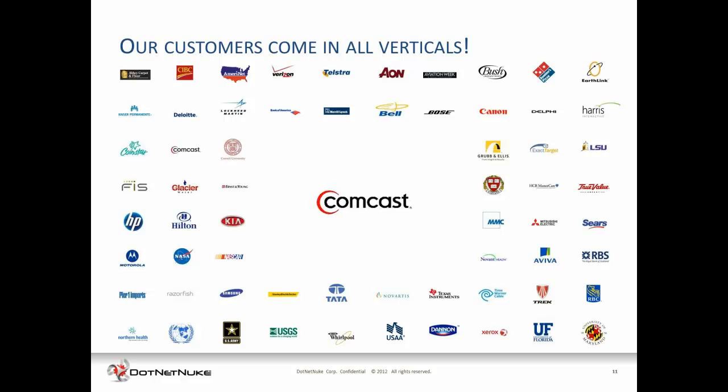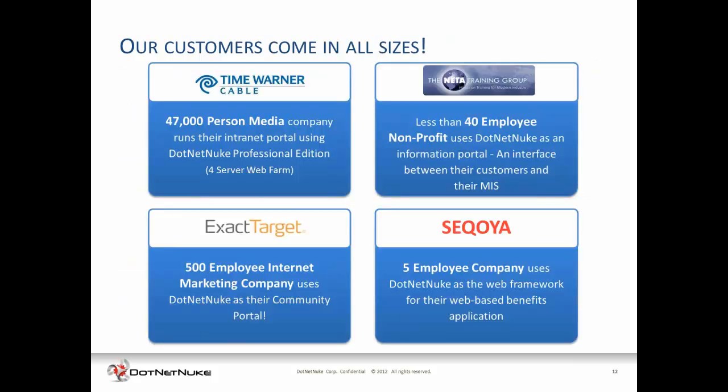And you can see that, whether we're talking about the government of the United Nations or the U.S. Army or other organizations like Bush Industries, True Value, Sears, Harvard. And so you can see it really does run the gamut of the various types of verticals that you might be in. It also fits organizations of any size. So if you are a smaller company, you maybe have 5 employees, there are companies that do that very same thing. They use DotNetNuke to run their company or display their public-facing or internal-facing websites. Or companies as large as Time Warner Cable, they have over 47,000 people in their company, and they use DotNetNuke for their intranet.